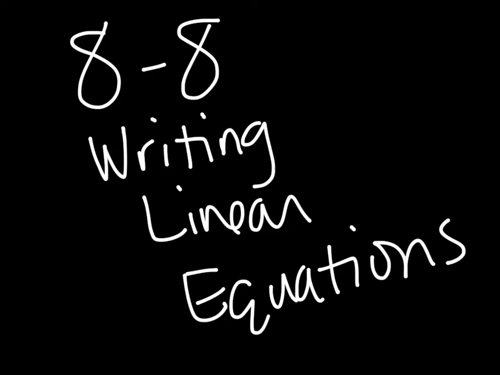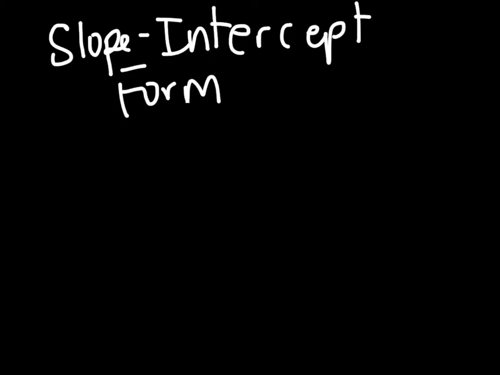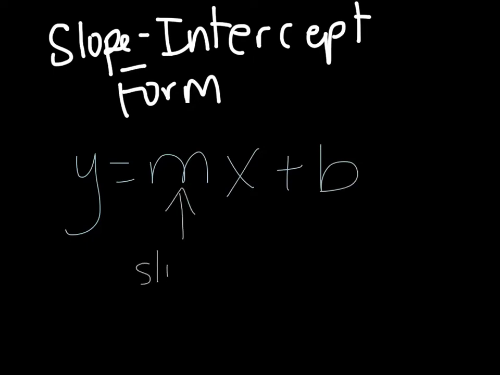Chapter 8, Lesson 8, Writing Linear Equations. All right, the first thing that we're going to talk about is slope-intercept form. We've already talked about what slope-intercept form looks like, so let's just do a quick review to make sure you remember what slope-intercept form is. Y equals mx plus b, where m is our slope and b is our y-intercept.